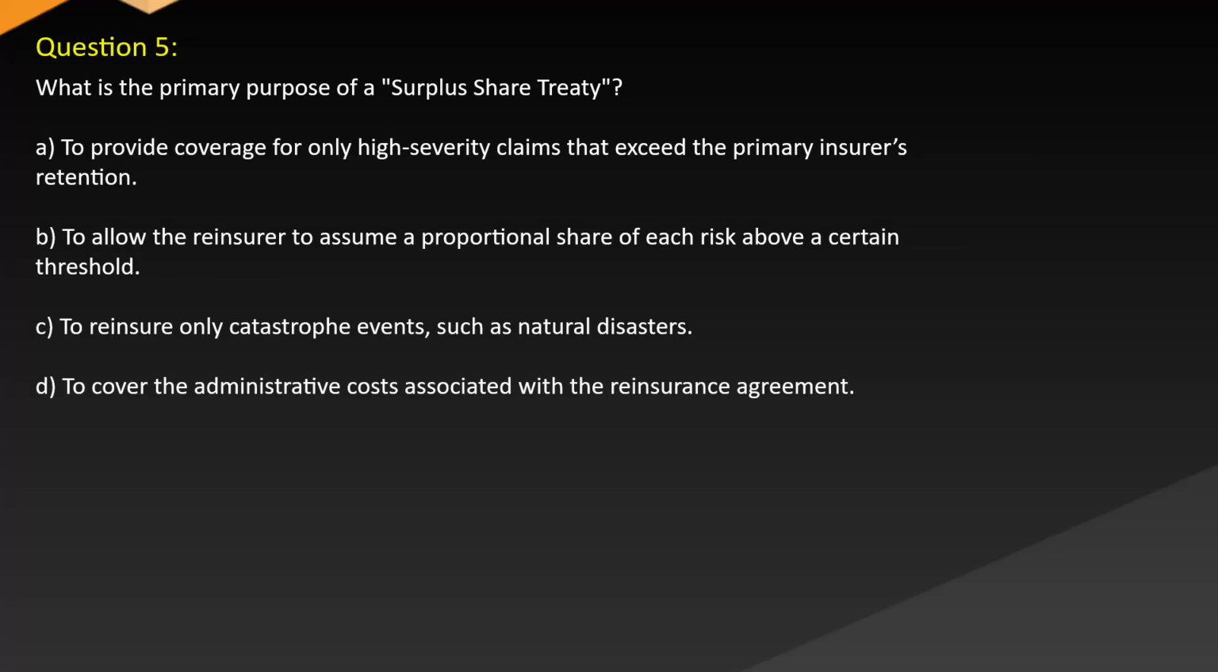Question 5. What is the primary purpose of a surplus share treaty? A. To provide coverage for only high-severity claims that exceed the primary insurer's retention. B. To allow the reinsurer to assume a proportional share of each risk above a certain threshold. C. To reinsure only catastrophe events, such as natural disasters. D. To cover the administrative costs associated with the reinsurance agreement.